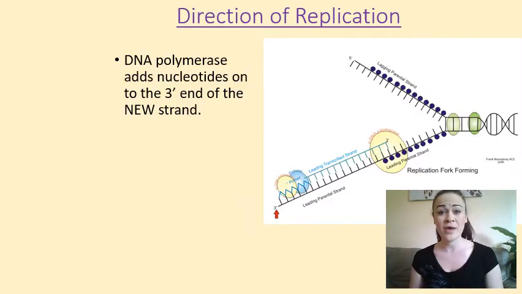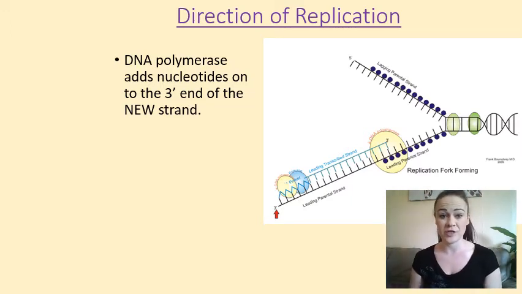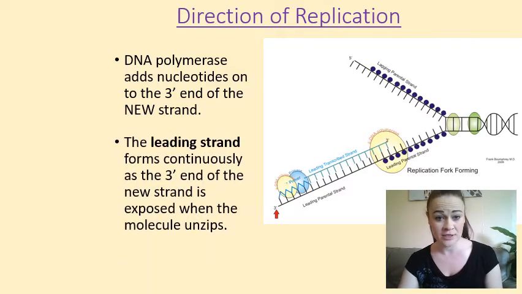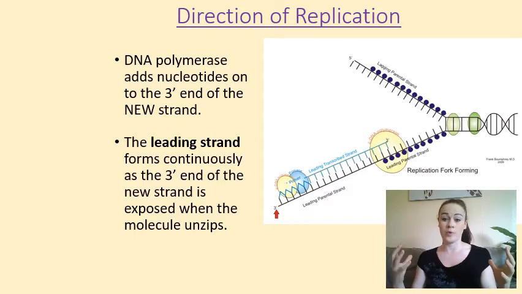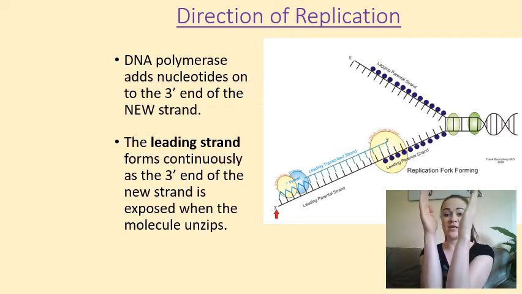Now we're going to look at the direction of replication, because I mentioned in the last slide that the two strands of DNA, when they open up, they replicate a little bit differently. We're first going to look at what we call the leading strand. This is almost the simpler one. So if DNA polymerase adds nucleotides to the 3' end of the new strand, this means that DNA polymerase can continuously add nucleotides as the DNA is exposed further, as the bases are exposed further.